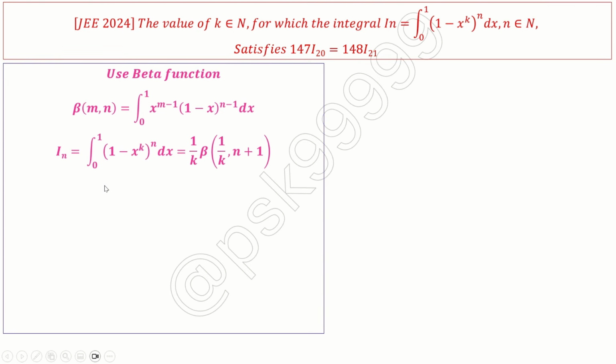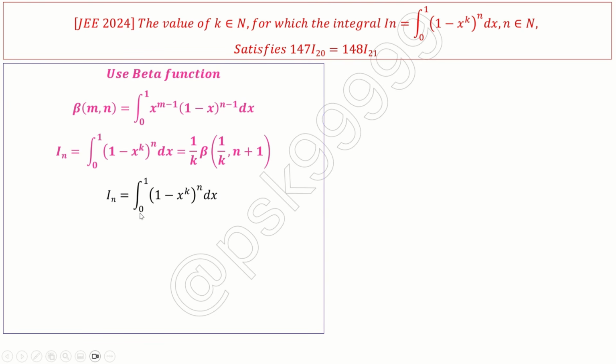I need to convert this into beta function, which is nothing but 1 by k into beta of 1 by k comma n plus 1. How has this come? Because this is the basic definition of beta function. Now you need to remember this as one more formula. Instead, you can actually get to this formula very easily.